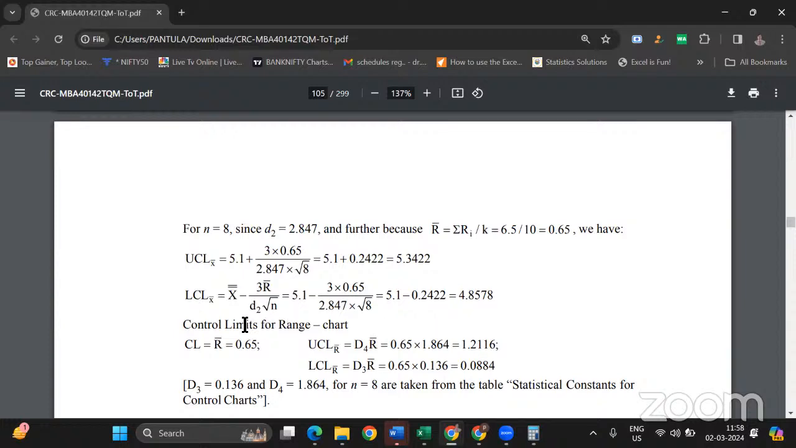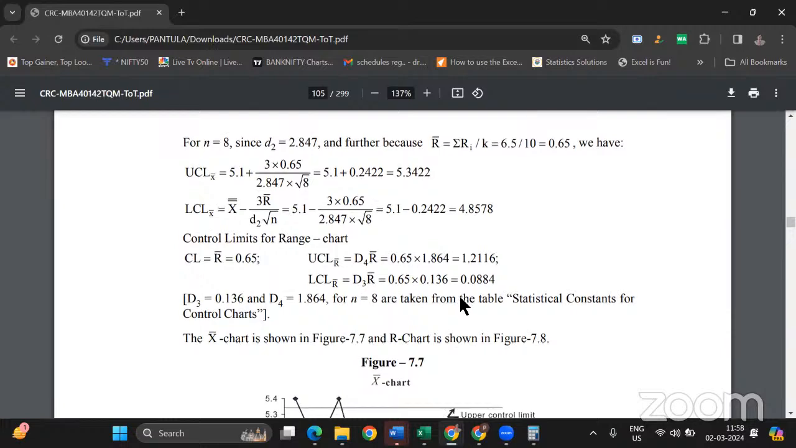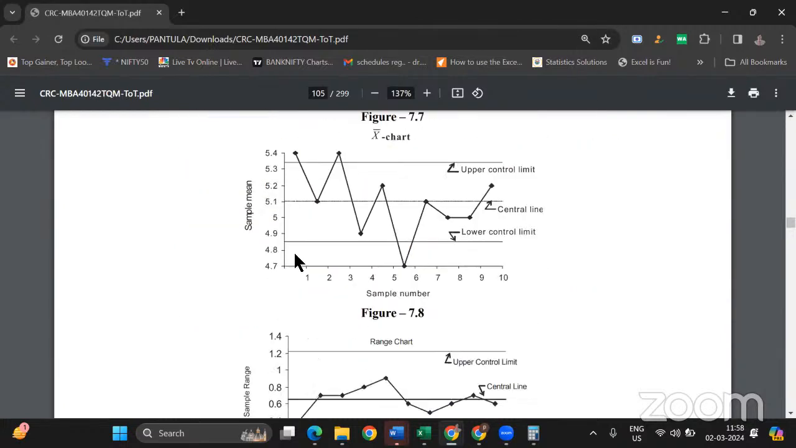So control limits for range chart: center line is R bar equals 0.65, and upper control limit is D4 into R bar, which we need to calculate. So there is 6 point something into 1 point something. Lower control limit is equals to this. And we are going to give this into X bar chart.